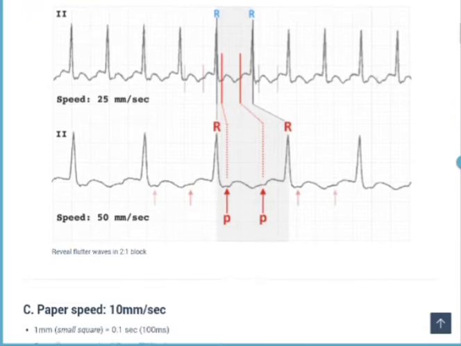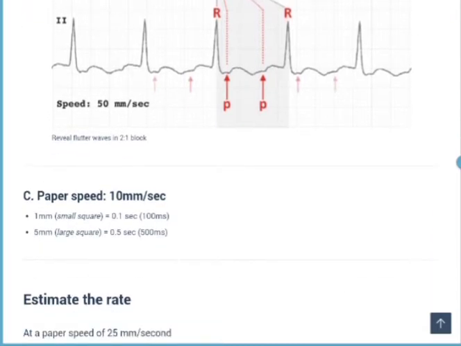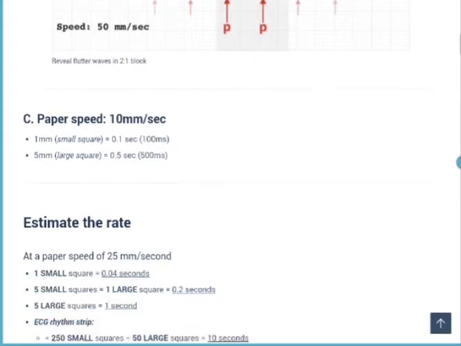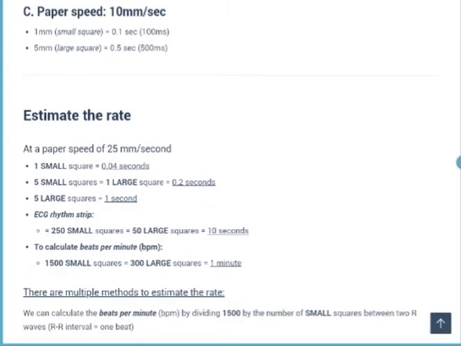So that is how we use different paper speeds. Simply, if the rate is too high or you're not able to differentiate waves from each other, you can run it at 50 millimeters per second speed, and then you can calculate.